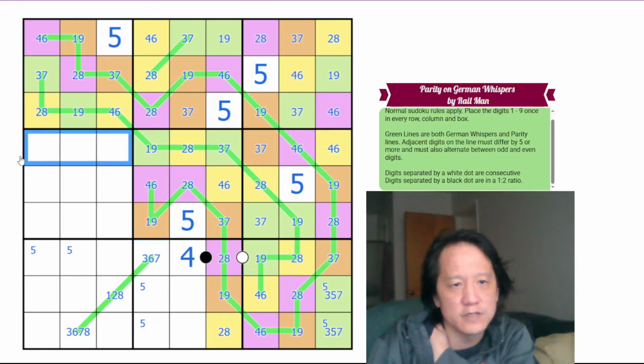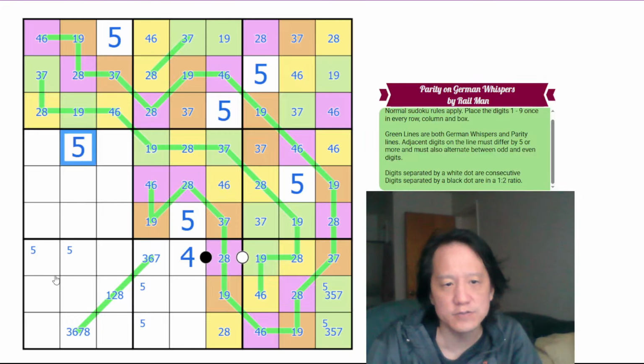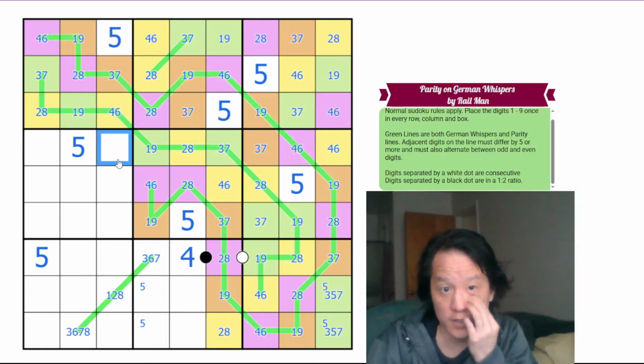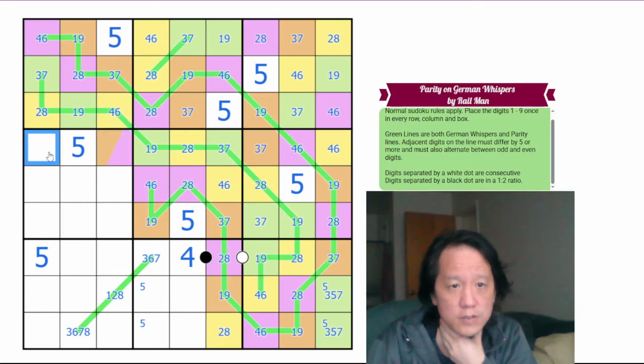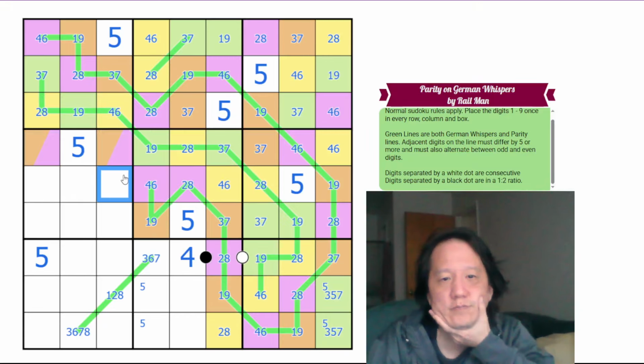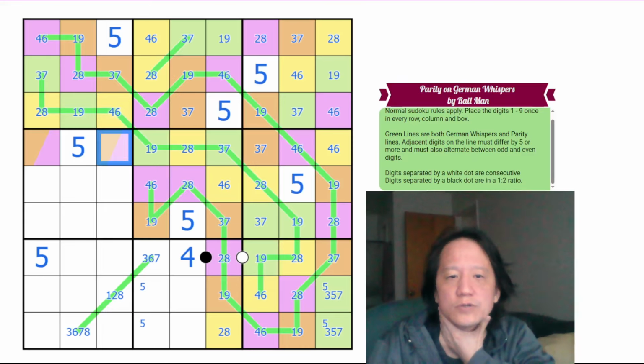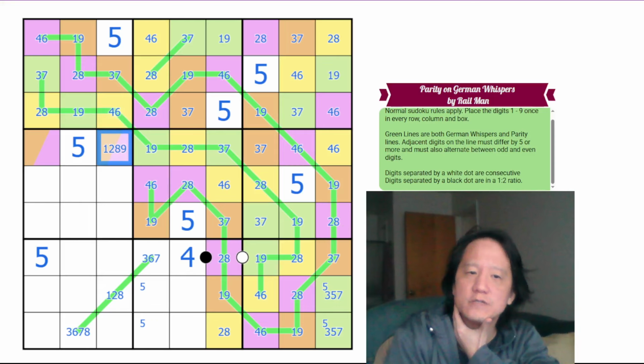Remaining digits in row 4. We have orange 1, 9, which cannot be here. And pink 2, 8, which also cannot be here. So this has to be the 5 then. So since this is 5, this cannot be 5. This is 5 here. And this is orange or pink. We don't know which. This is orange or pink. 1, 2, 1, 9, or 2, 8.